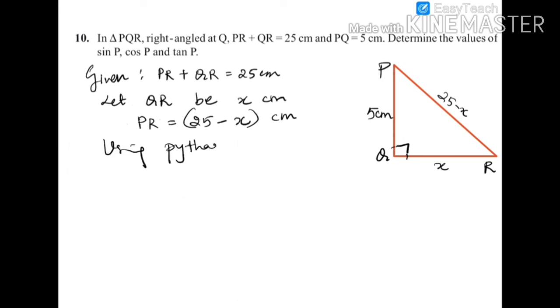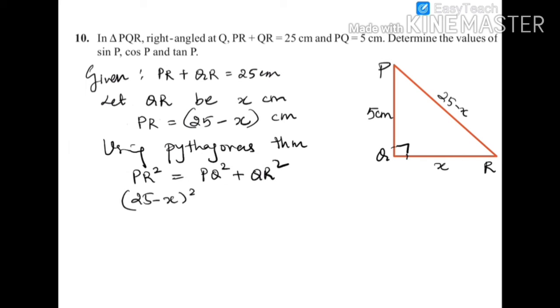So using Pythagoras theorem, PR square will be equal to PQ square plus QR square. Substituting, 25 minus x square will be equal to 5 square plus x square. Expand the bracket, we get 625 minus 50x plus x square equal to 25 plus x square.